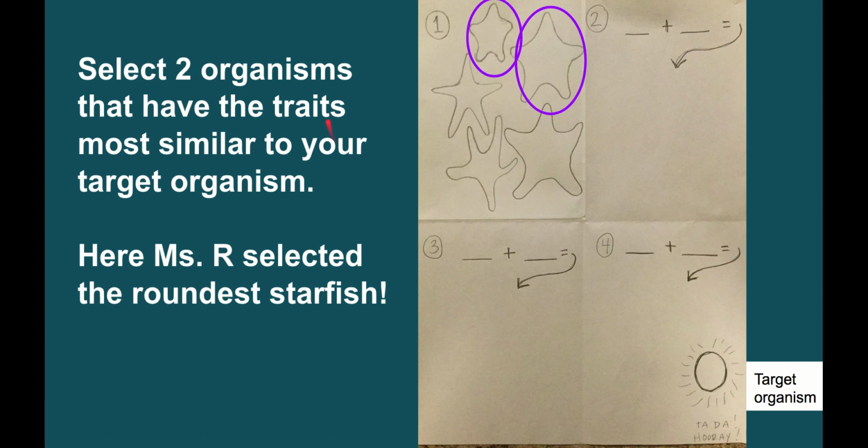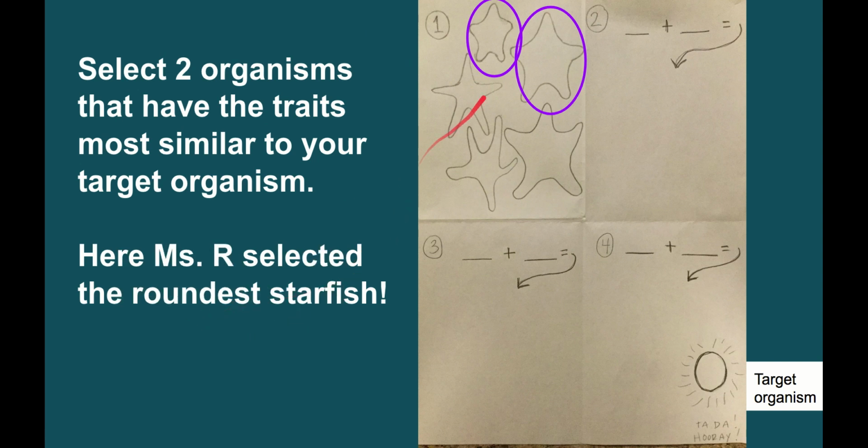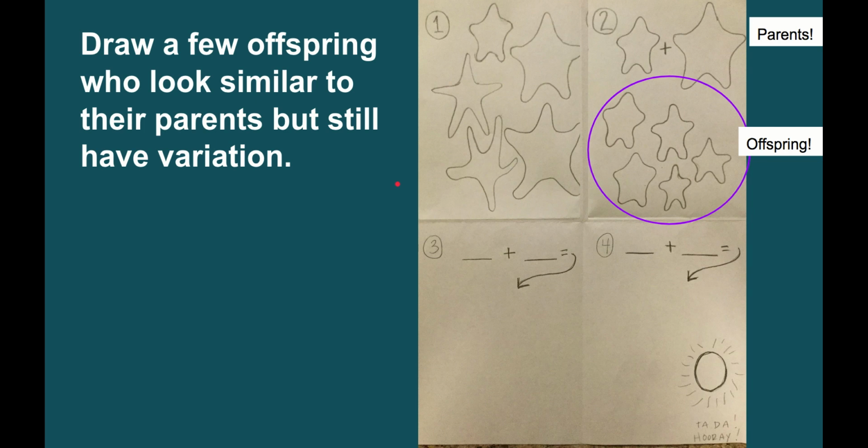She selected 2 organisms that have the traits similar to her target organism. In this case, she selected for the roundest starfish from this group. She then drew her 2 organisms up here at the top of box 2. We're going to imagine now that these are the parents of the next set of offspring. Remember, offspring are the children that are made by the parents. She then drew some offspring that looked similar to the parents but had some variation.